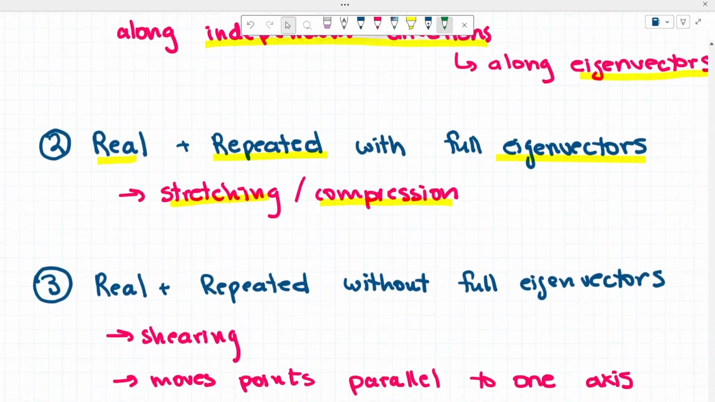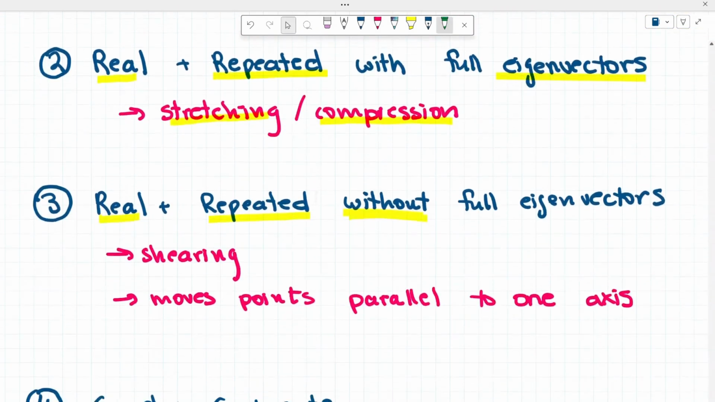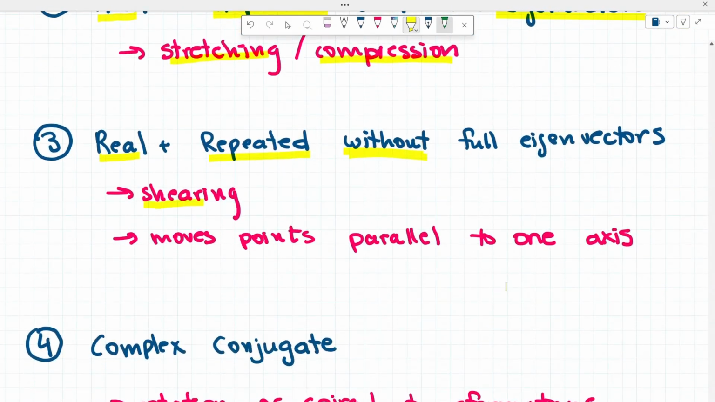Okay, so what if we don't have full eigenvectors? What if we have real and repeated eigenvalues without the full eigenvectors? Well, in that case, we have something known as shearing. That means when you have a shearing transformation, it moves the points parallel to one axis, and it does not simply stretch or compress along our eigenvectors or our principal components. So in this case, the matrix is known as being defective, and it's also not diagonalizable.